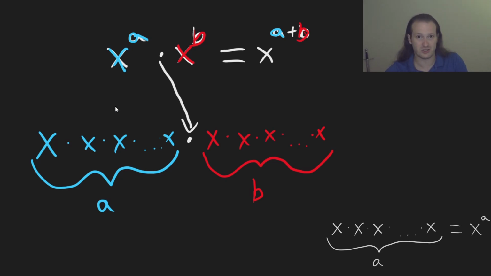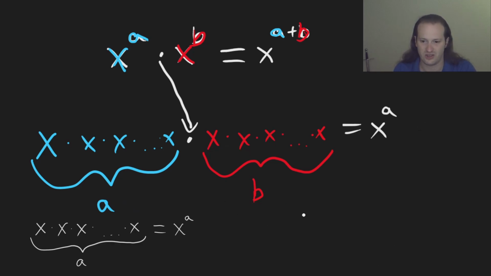What does this mean? If this is all one string, I'm just looking at it as, well, I have A of them, and then I also have B of them. It would be x to the A plus B.